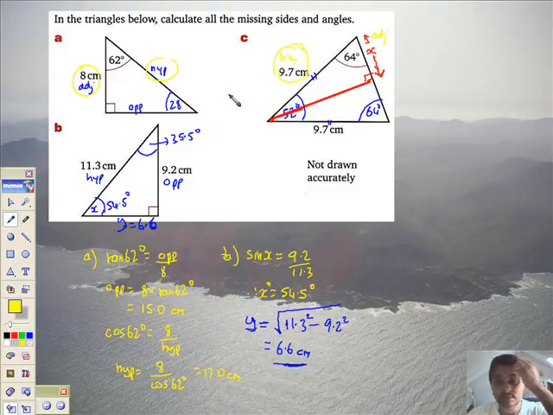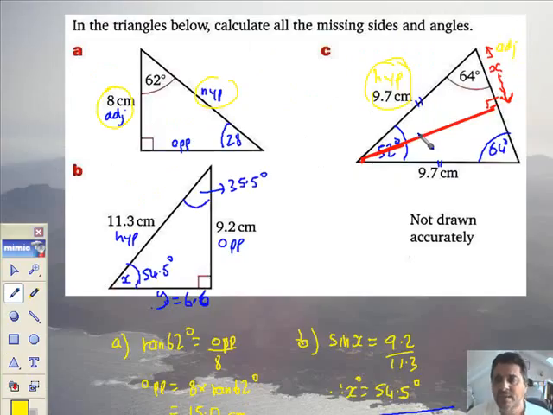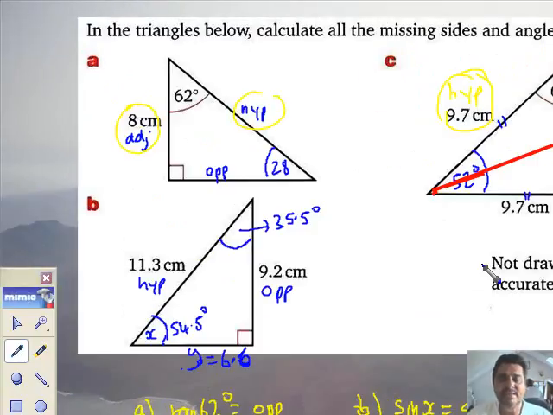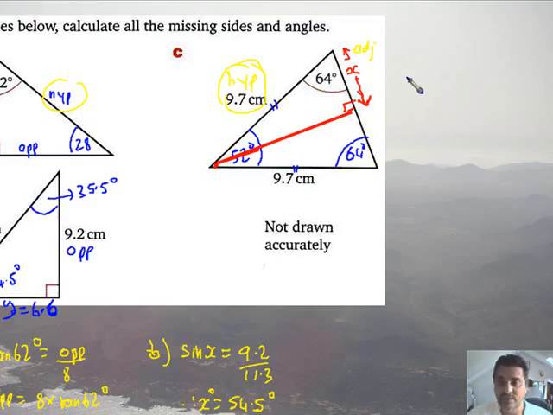So I've got the adjacent and the hypotenuse. Therefore, adjacent and hypotenuse means use the cosine of angle 64. So the cosine of 64 degrees is defined as adjacent, which is x, all over the hypotenuse, which is 9.7.